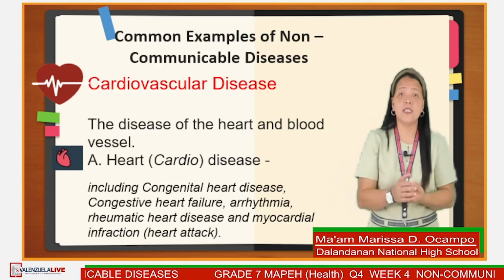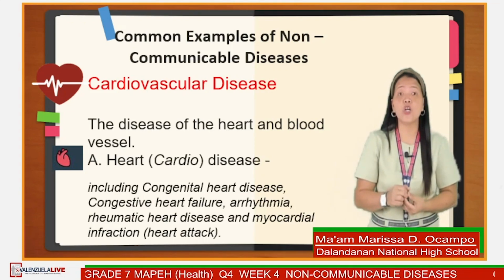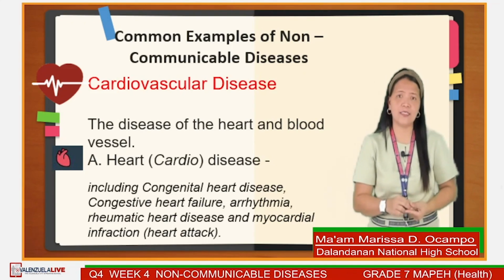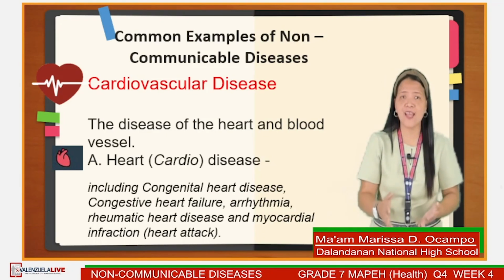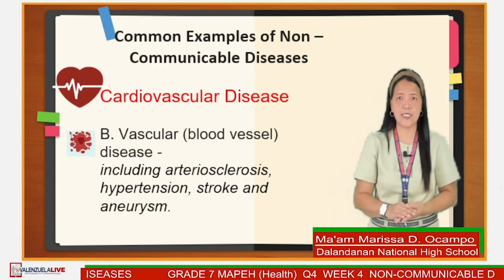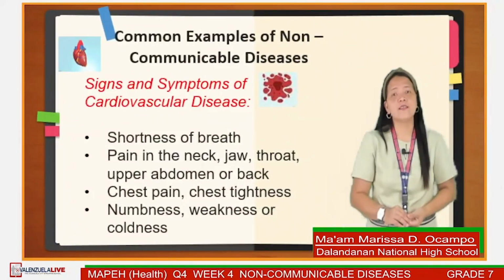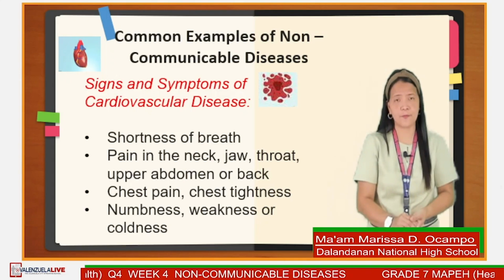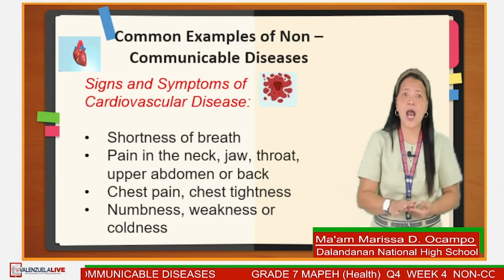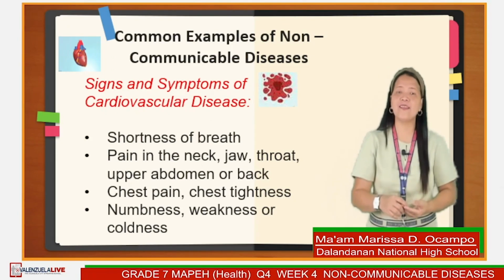Cardiovascular diseases. It is a disease of the heart and blood vessel. Heart or cardio disease, including congenital heart disease, congestive heart failure, arrhythmia, rheumatic heart disease, and myocardial infarction or heart attack. Vascular or blood vessel disease, including arteriosclerosis, hypertension, stroke, and aneurysm. Signs and symptoms of cardiovascular disease: shortness of breath, pain in the neck, jaw, throat, upper abdomen or back, chest pain, chest tightness, numbness, weakness, or coldness.